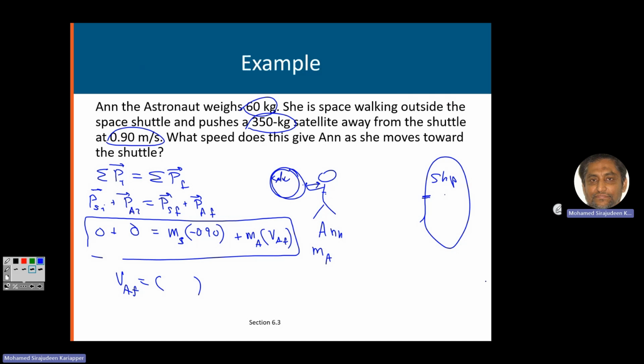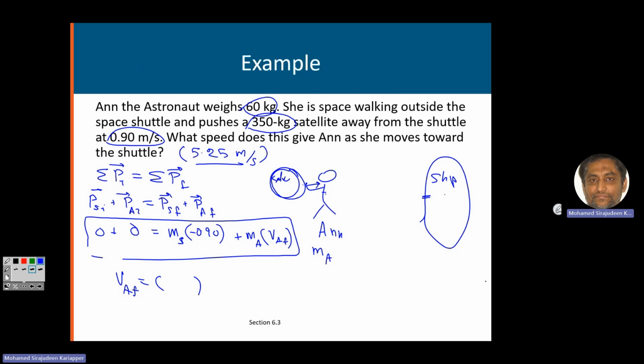What is that? Yeah, you got the answer. Please, somebody check the answer. He says 5.25 meter per second. Please check that. I am not sure. So Nawaf is responsible if it is wrong. Okay. Right. Please check. Thank you.